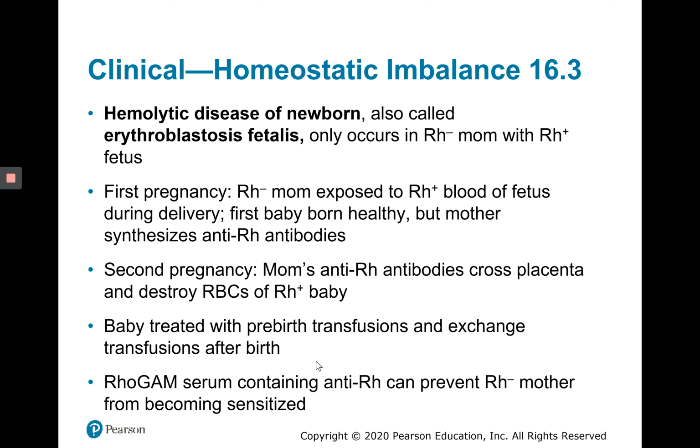So during her second pregnancy, she has anti-Rh antibodies in her blood, and that blood, including the antibodies, can cross via the vascularization to the placenta and destroy the red blood cells of the Rh positive baby. Again, that's during the second pregnancy. The baby would need to be treated with pre-birth transfusions and exchange transfusions after birth if they suffer from hemolytic disease of the newborn.